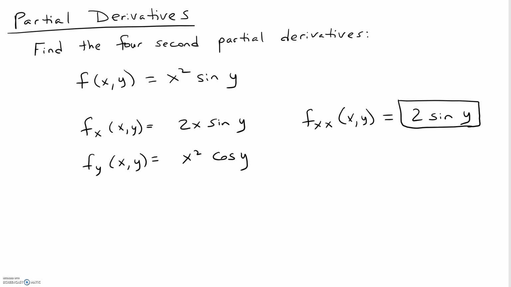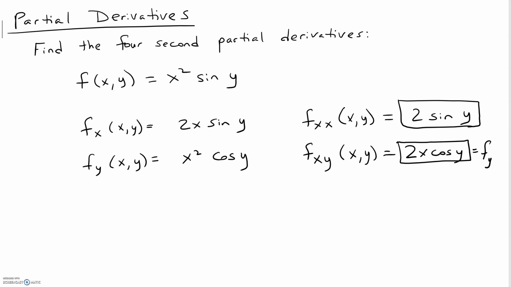Another second partial derivative would be, of course, to take the first partial with respect to x and the second partial with respect to y. So looking back at 2x times sine of y, and the derivative of sine of y is cosine of y. So we have 2x cosine of y as our second partial derivative. Now notice, if we take the derivative of y first and then take the derivative of x, that happens to be the same result that we just obtained. So 3 down and 1 to go.